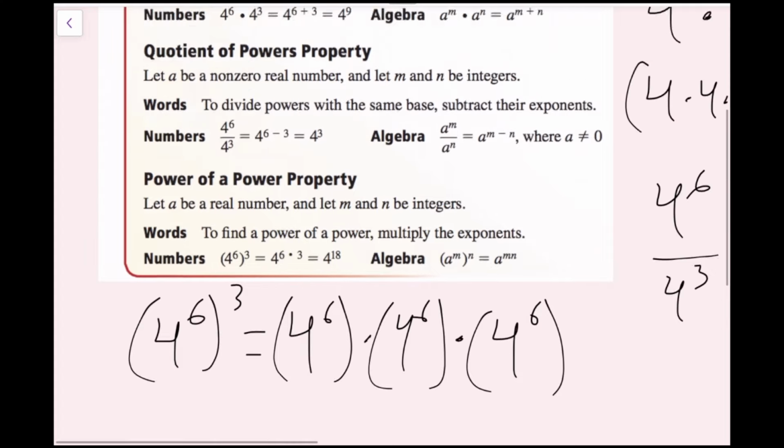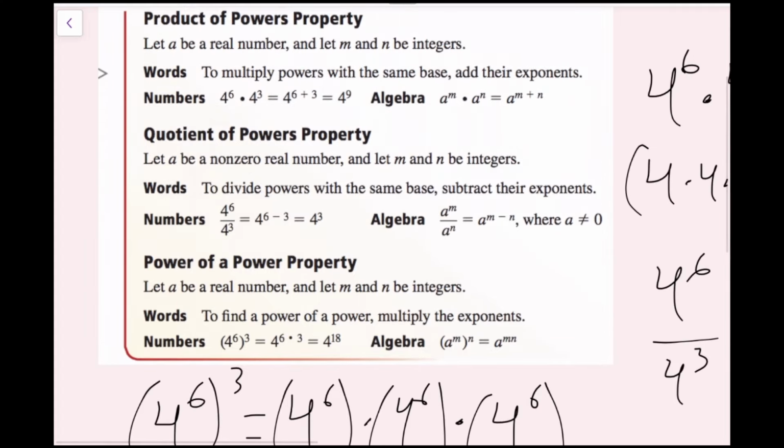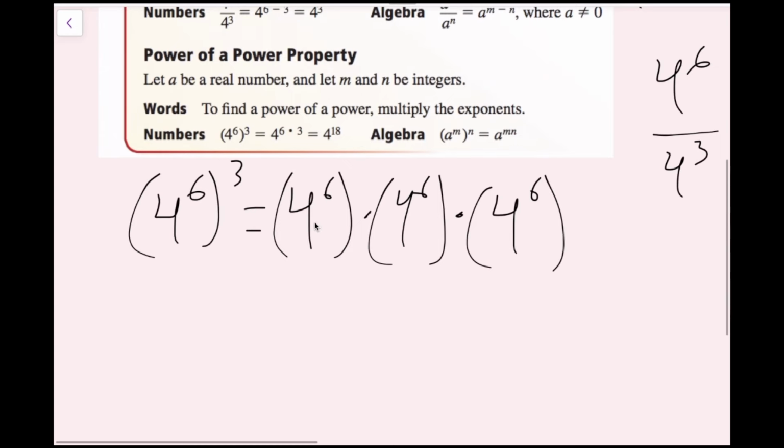Well, if we go back up here, using my product of powers property, I know that when I'm multiplying with the same base, I can add the exponents. So here I'll have 4 to the 6 plus 6 plus 6, but since there are 3 6s, I can rewrite that as 4 to the 6th times 3, which gives us our answer of 4 to the 18th power. So that's why that property works.